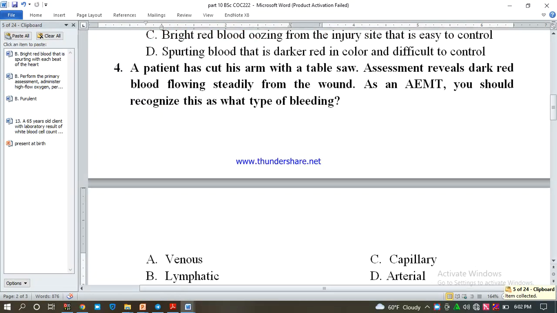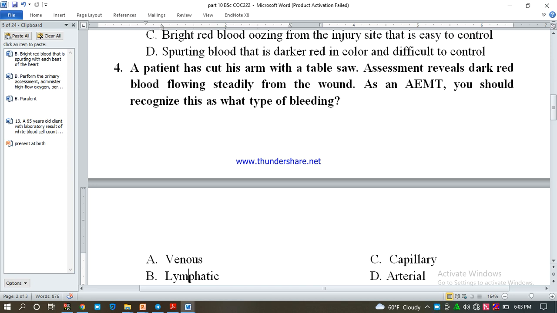Moving on to the fourth question: a patient has cut his arm with a table saw, and assessment revealed dark red blood flowing steadily and slowly from the wound. The blood is dark red in color.